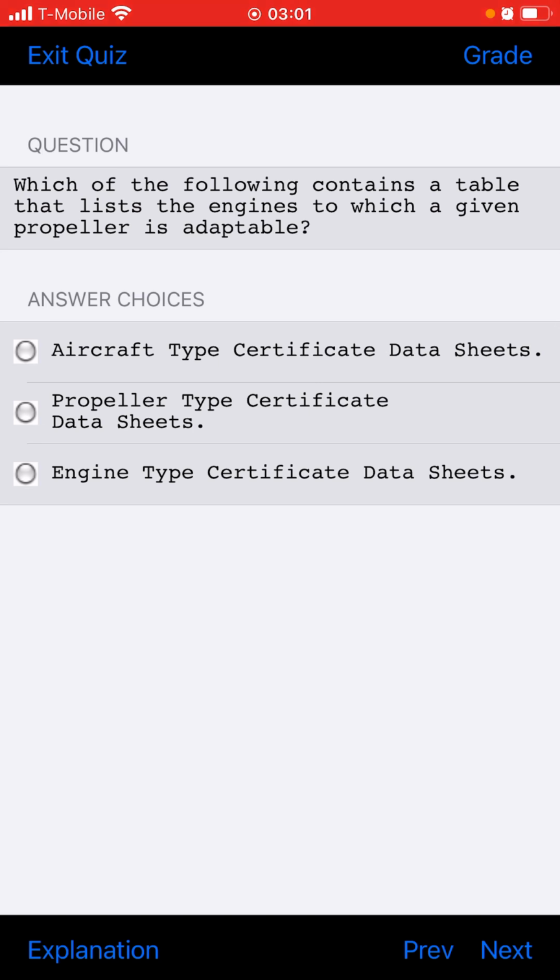Commutator. What device is used to convert alternating current, which has been induced into the loops of the rotating armature of the DC generator, to direct current? A commutator.